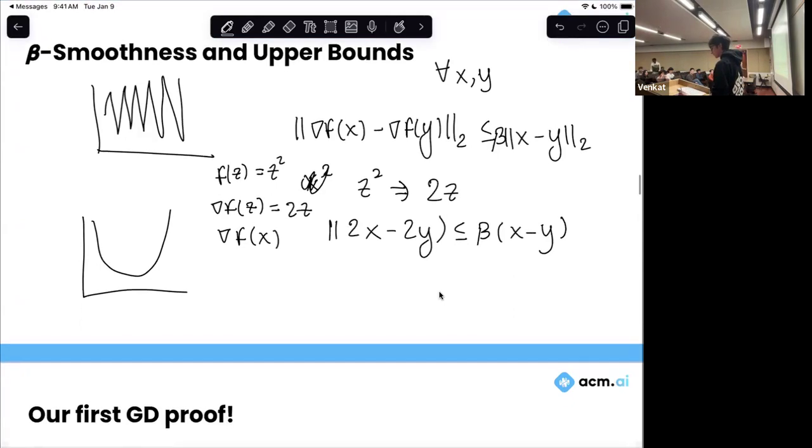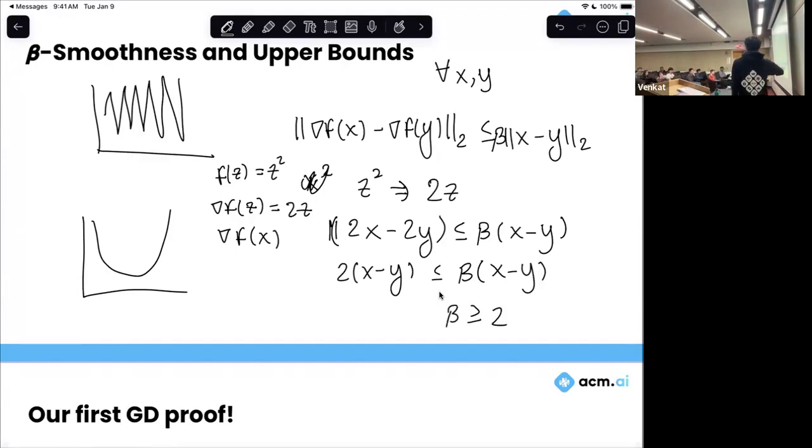And now if you see, we can factor out a 2 here. We get 2x minus y. That's going to go to beta minus y. And what value of beta makes these two inequalities true to each other? Any ideas? 2. So as long as beta is greater than or equal to 2, this inequality holds. And so basically what we're saying is x squared is a 2-smooth function. Okay.